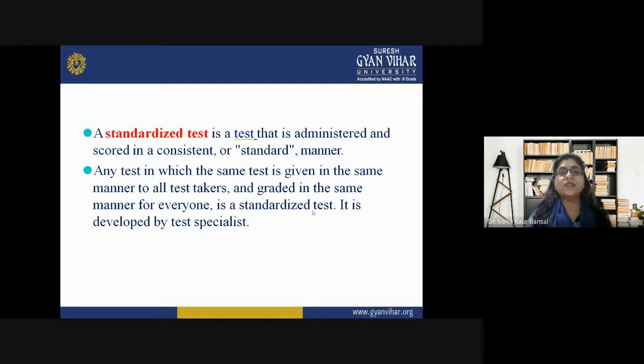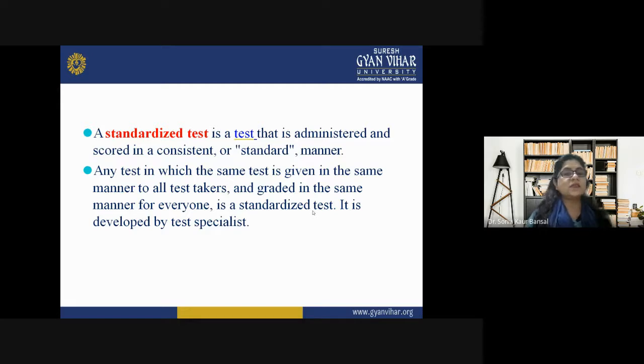So that's why it is called a standardized test. Standards are not changed from time to time, so that's why they are fixed. Moreover, they are developed by specialist subject expert scholars. On a particular subject, a particular specialist is required to frame the standardized test, and then its validity and reliability are tested on the basis of a pilot study also.